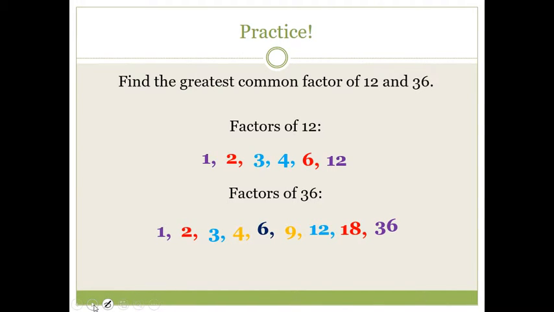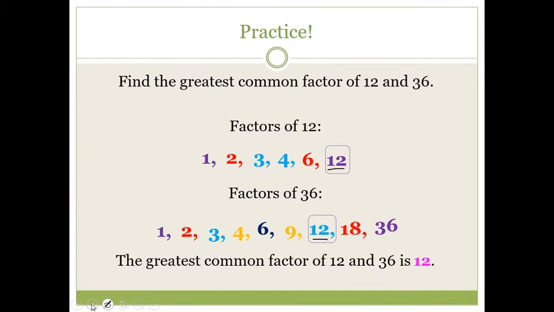So now let's find the largest number that is on both of these lists. Well, as a factor of 12, I see that 12 is a factor of 12, of course, and 12 is also a factor of 36. And it is the largest number on both lists, so we say the greatest common factor of 12 and 36 is 12.